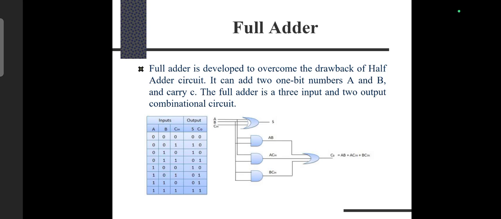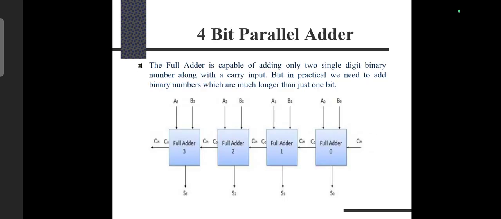For 1, 0, 0, the carry out is 0. For 1, 0, 1, the carry out is 1. For 1, 1, 0, the carry out is 1. For 1, 1, 1, the carry out is 1. So that's all about the full adder.